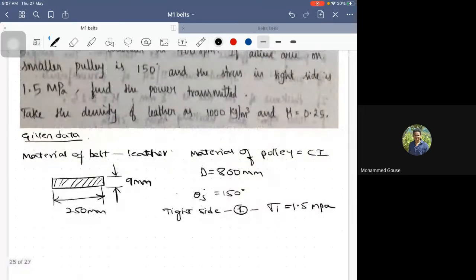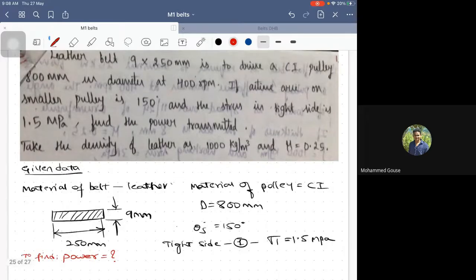Find the power. So what we have to find? To find the power transmitted. How much power is being transmitted, that we have to find. Take the density of the leather. So density of the leather he has specified. Rho of leather is 1000 kg per meter cube, and friction between pulley and belt is 0.25. So this much data he has given and is asking us to calculate the value of power.